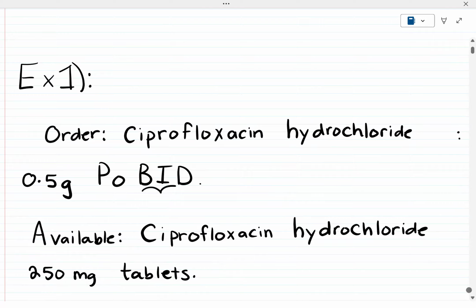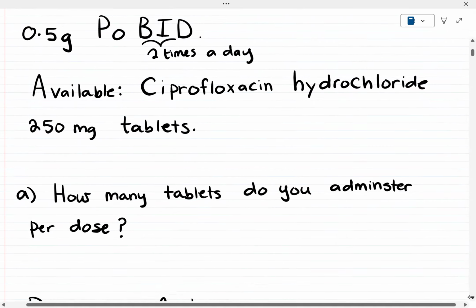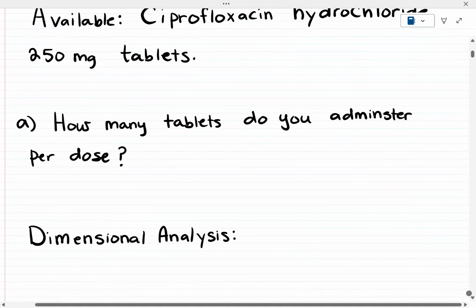So we're going to need that information because there's a part B, two times a day. Okay, so yeah, BID means two times a day. Okay, so part A says how many tablets should you administer per dose? So we'll do that using the three methods: dimensional, ratio and proportion, and formula. So let's start with dimensional.